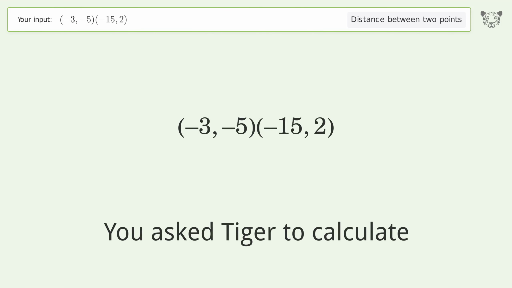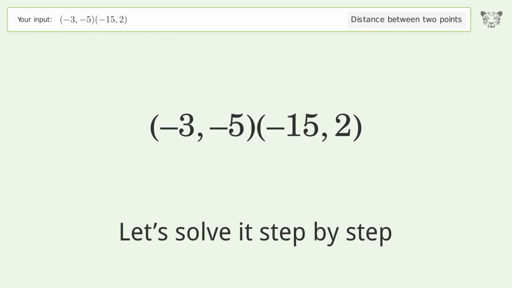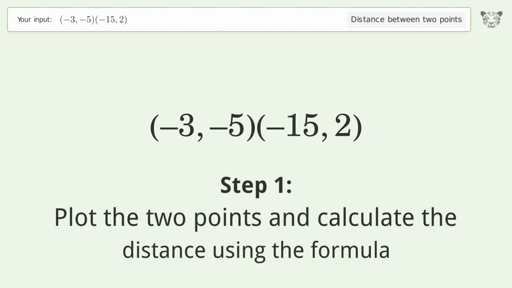You ask Tiger to calculate. This deals with the distance between 2 points. The distance between the 2 points is the square root of 193, or 13.892. Let's solve it step by step. Plot the 2 points and calculate the distance using the formula.